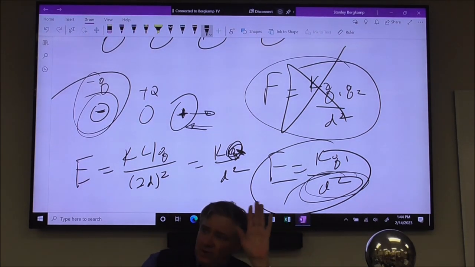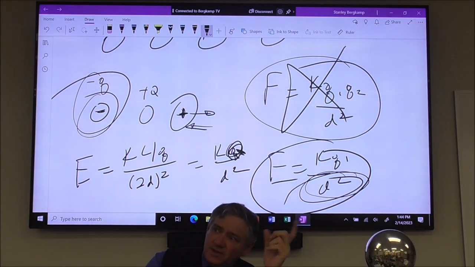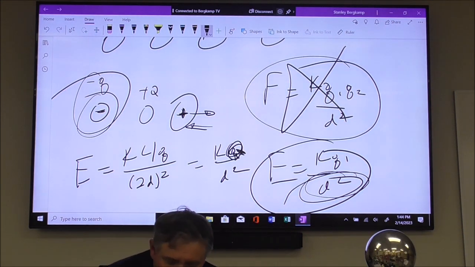Okay, so that was just kind of the opening salvo to get you thinking about that. So you have to look at, are they both positive, are they both negative, or are they oppositely charged? Because that will determine what you can do with the electric field. Okay.